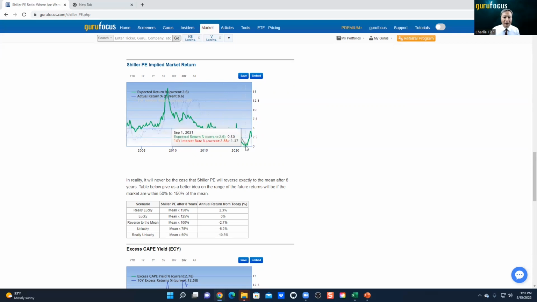And as of the market peak of 2021, starting at that point, the Shiller PE tells you that future market return will be almost nothing.